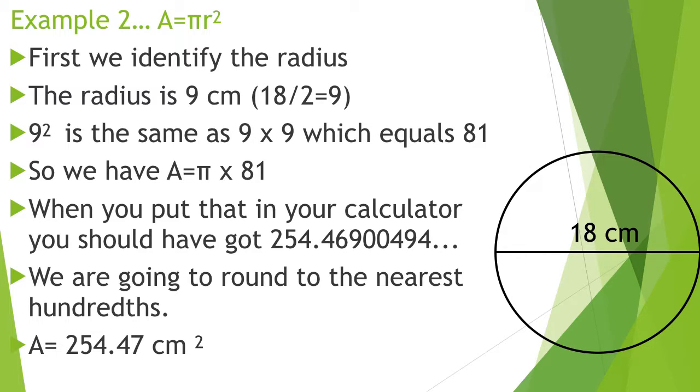And example 2. If you need more time with the examples, you can pause it. In this circle, they're giving us the diameter. So we need to identify the radius. 18 divided by 2 is 9. So our radius is 9. 9 squared is the same as 9 times 9, which equals 81. So we have area equals pi times 81. When you put that in your calculator, pi times 81, you get that long number. We need to round it to the nearest hundredth.